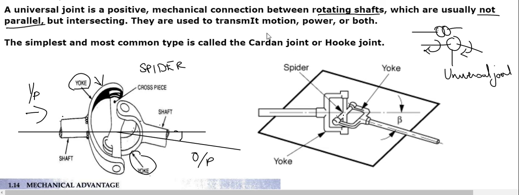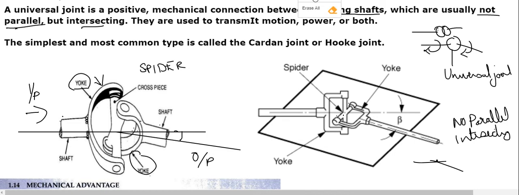Those two shafts will be separated by an angle beta. So this universal joint or Hooke's joint is used to transmit power between rotating shafts which are not parallel, but intersecting. Non-parallel, again I mention, intersecting shafts. The shafts should intersect at some point, but should not be parallel. That is the application of the universal joint.